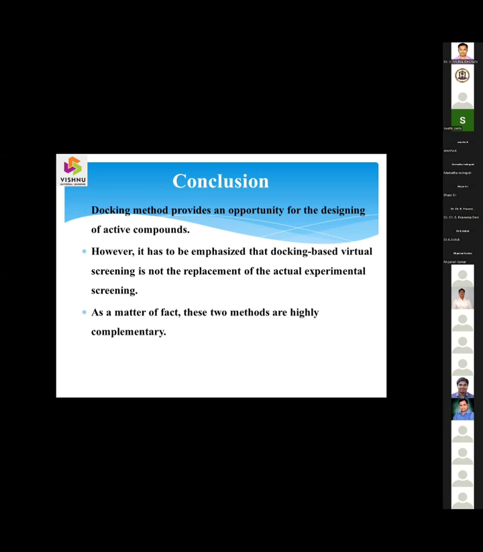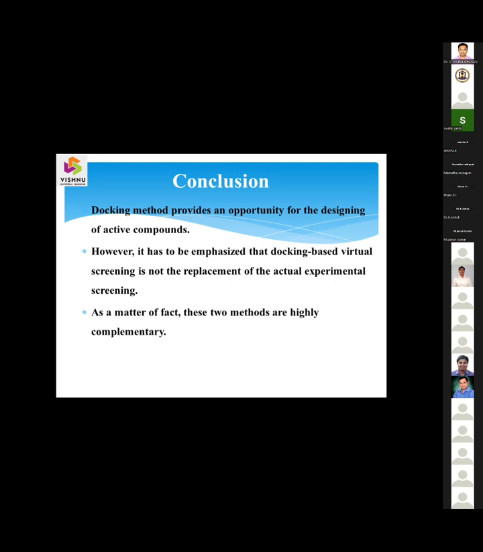Yes, in many cases that is also happening. We cannot completely believe the score we got in computer-aided drug design. We have to repeatedly run it to check whether the score is correct or not. We have to validate that. After validation only, we go for the synthesis and the in vitro activities.